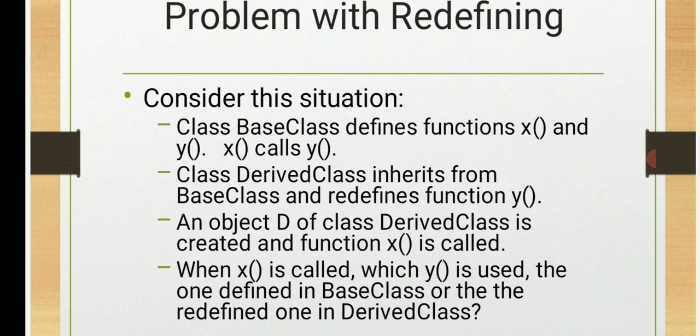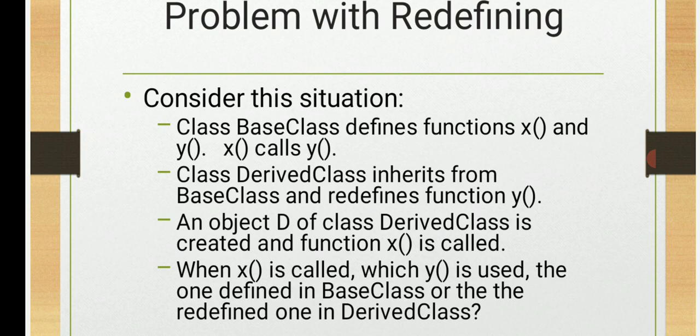Problem with redefining. Consider this situation. The base class defines two functions, the x function and the y function. The x function calls the y function. So we have a base class with two functions, x and y, and here x calls y. After that, a derived class inherits from the base class and redefines the y function. So I am creating one more derived class, and in this I am redefining the function y. I am not redefining x, I am redefining the y function.